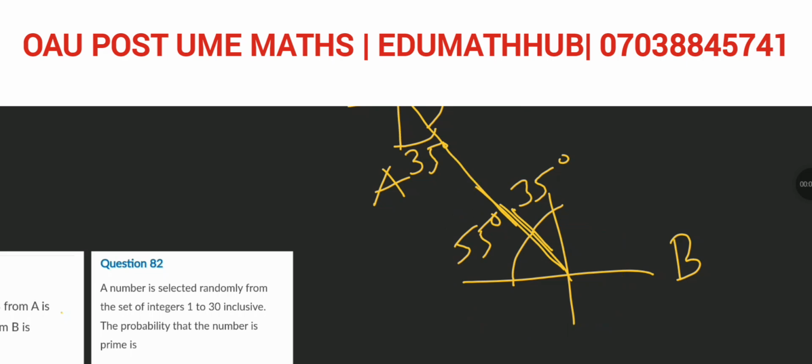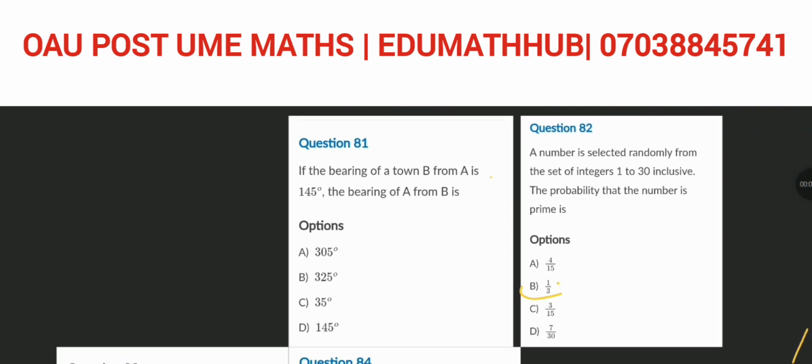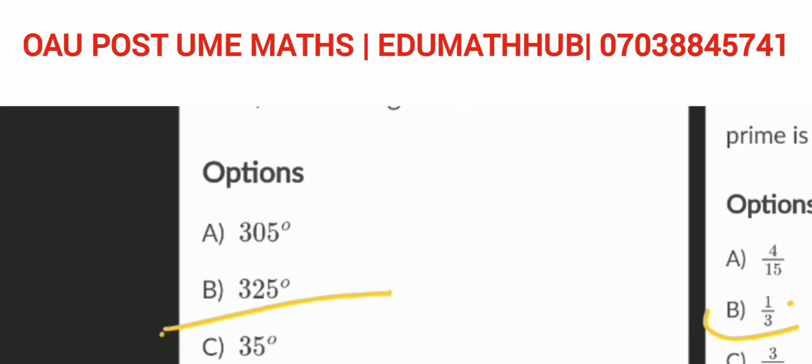So if you do that, you're going to see 90, 180, then you will see 270, then you now see 55 degrees. So your final answer is 270 plus 55 degrees. So that will give you 325 degrees. So move to your answer and look for 325. So the answer is option B.